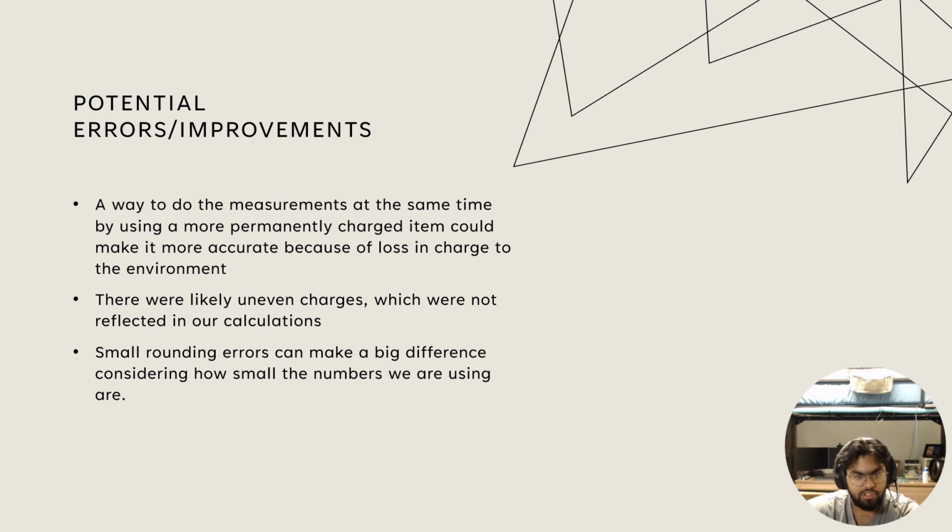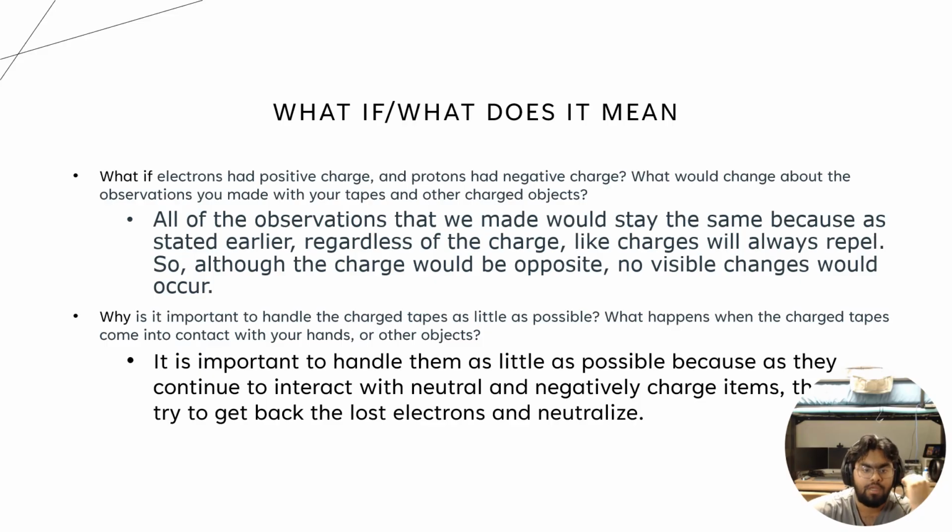Some potential errors or improvements. I think next time we could probably use a more permanently charged item, which would make it more accurate because we'd have less loss of charge in the environment, and in this one there were likely uneven charges. Hopefully that would make it a little bit easier to get even charges. And then there were potentially small rounding errors that make a big difference considering how small the numbers we're using are. And then, what if the electrons had positive charge and protons had negative charge?